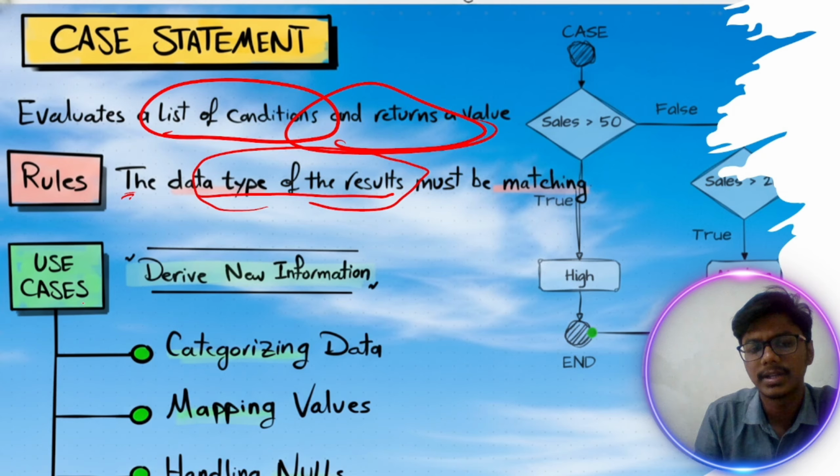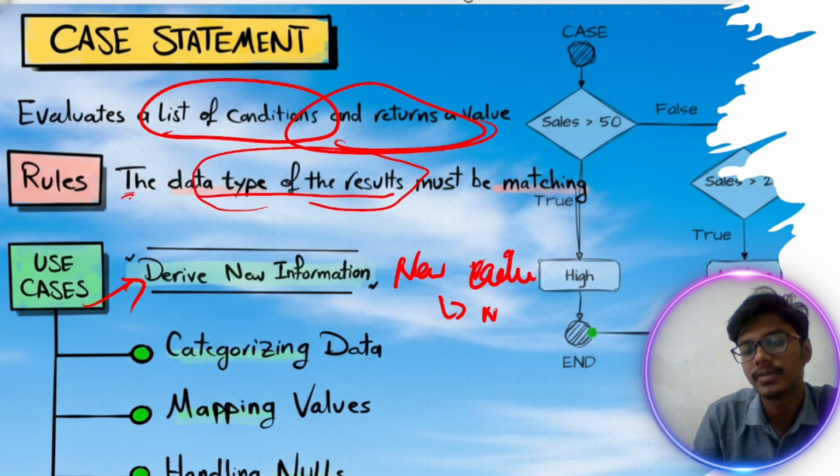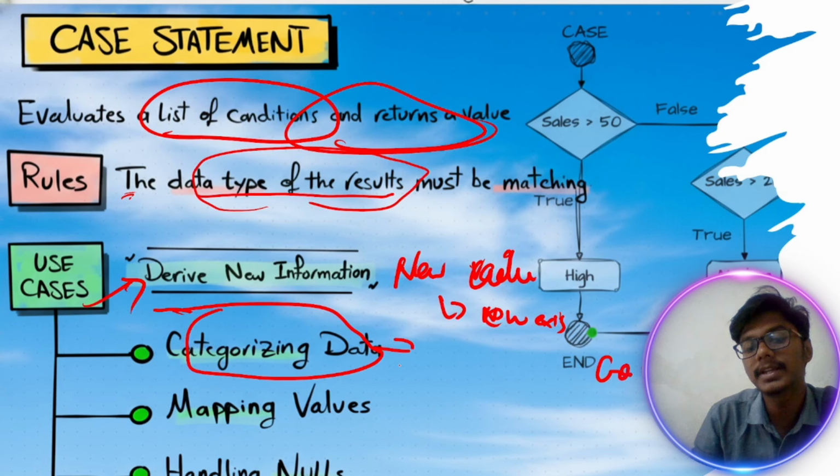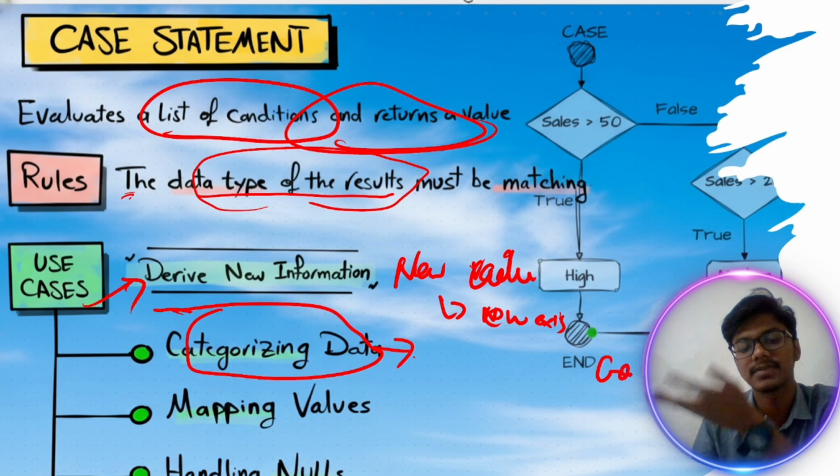Now the use cases are all about deriving new information. We can create a new column, and we can create new values in an existing column, like we discussed with Germany and India, right? We are categorizing the data based on the column. It is useful when we are grouping the data. That is where case statements can be useful.